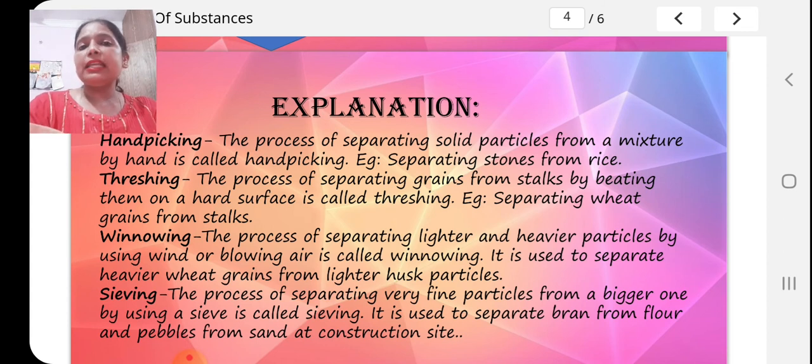Now the next process is winnowing. The process of separating lighter and heavier particles by using wind or blowing the air.